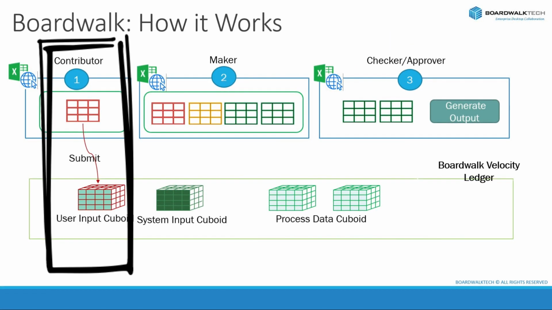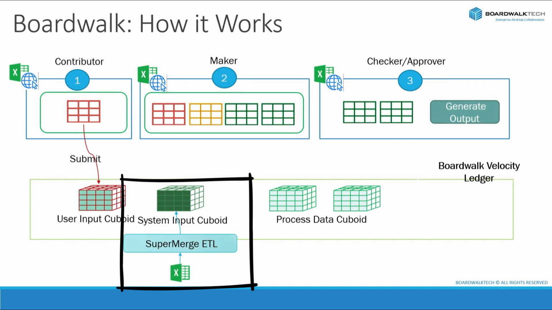The contributor receives input data and enters it into their workbook. This data can be sourced from either an analysis tool or a report. The contributor can manually enter the data or utilize Excel merge to integrate it into their work slice. Upon completing their tasks and ensuring satisfaction with the work, the contributor submits the finalized data to the Velocity ledger.